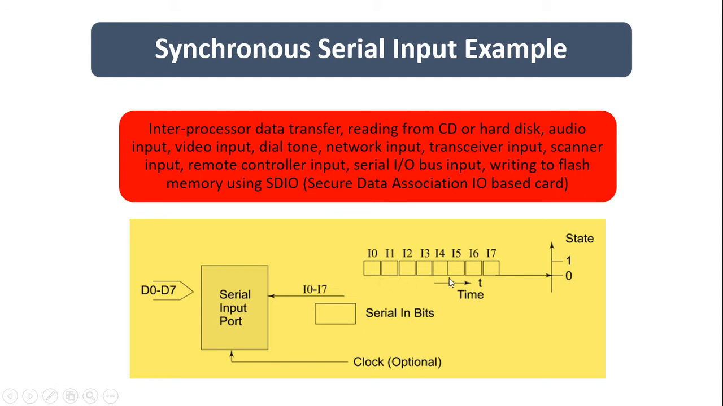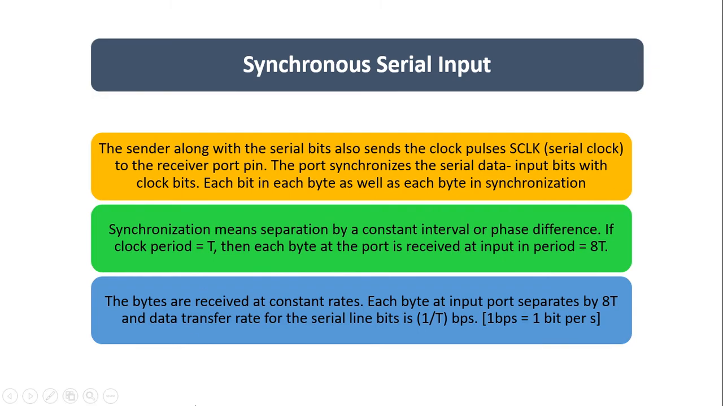The time taken to transmit a single byte is equal. For example, if you want to transfer 16 MB of data, 16 different words will be sent, and later we'll be seeing these timing differences. In the synchronous serial input, the sender, along with the serial bit, also sends the clock pulses, that is the serial clock, to the receiver port pin.